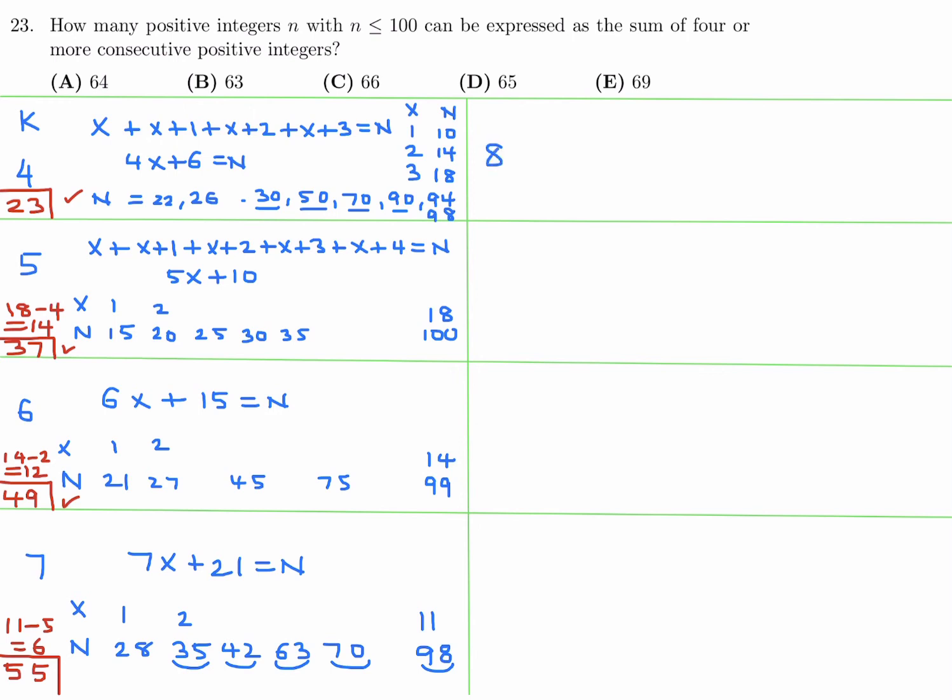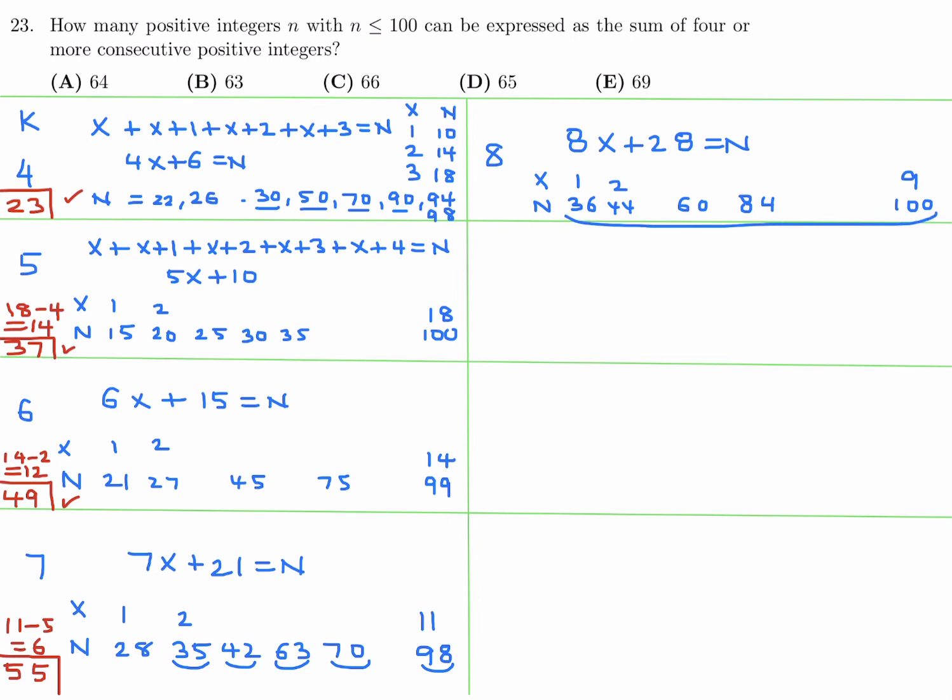Okay, now we're up to 8 consecutive numbers. So 8x plus 28 is the sum this time. And in a very similar way, you make your list, x, n. When it's 1, it would be 36. When it's 2, it would be 44, and so on. So again, you're going to get a bunch of numbers all the way up until 100 this time, actually. All the way to exactly 100, and that happens when x is 9.